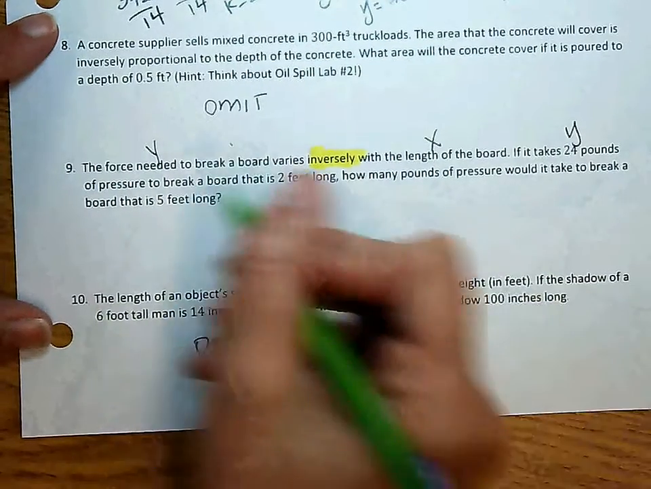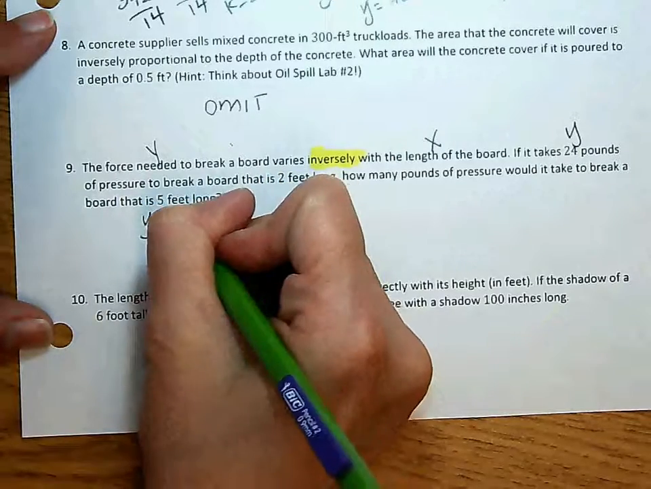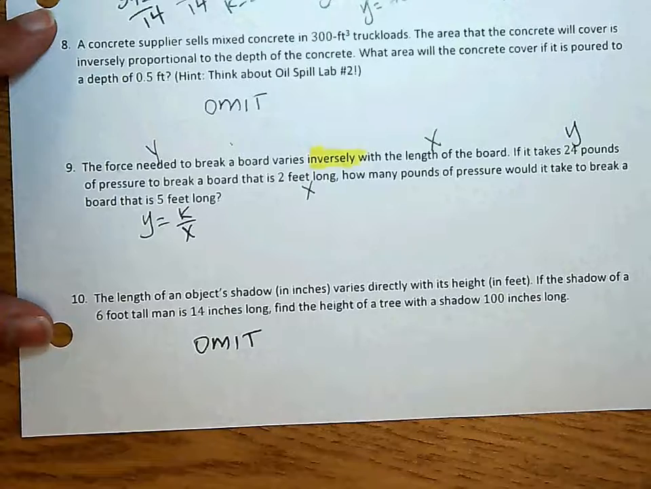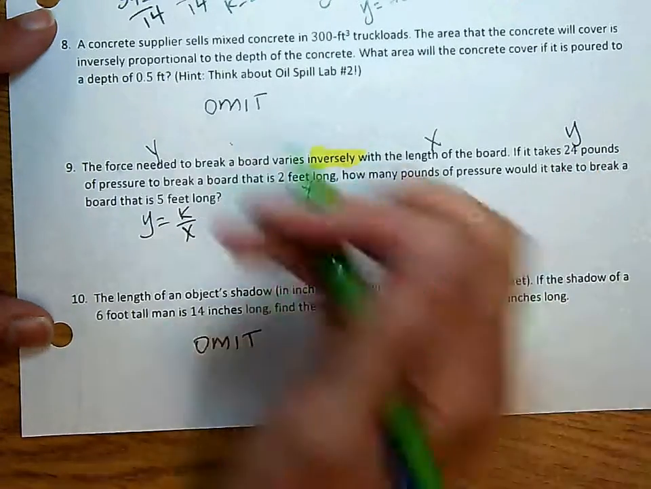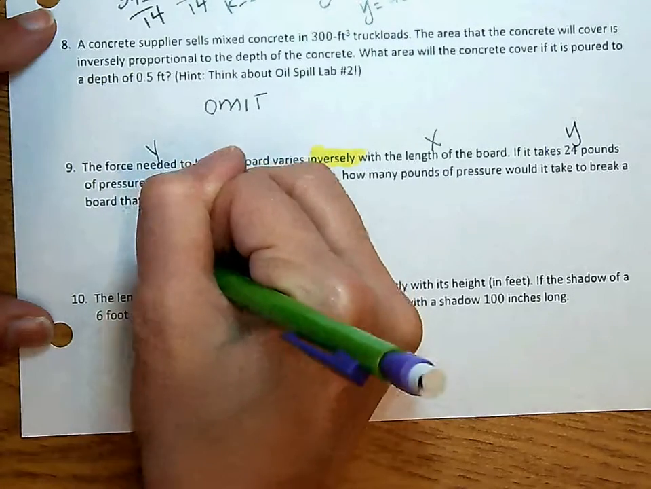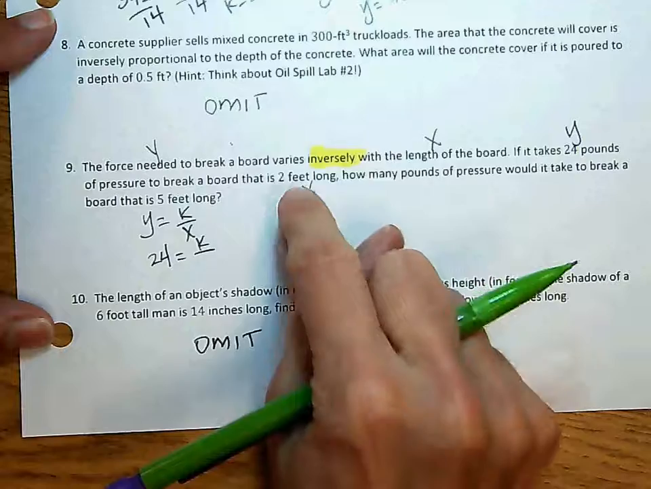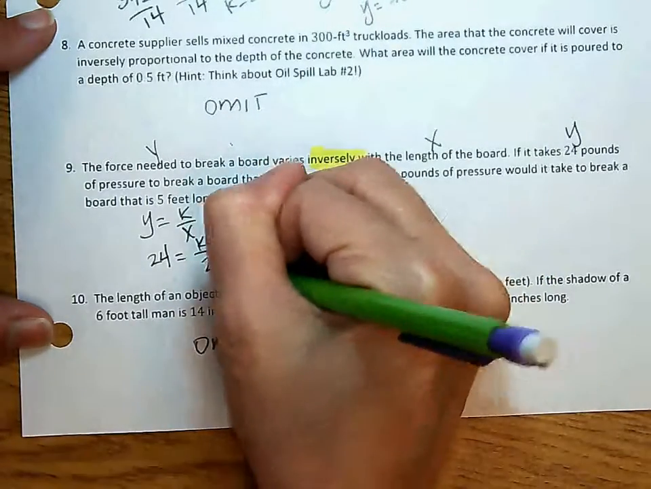So we have inversely Y equals K over X. I have my 24, that is Y, K over your board is 2. So you should have gotten that.